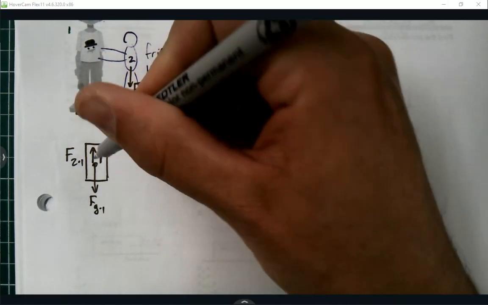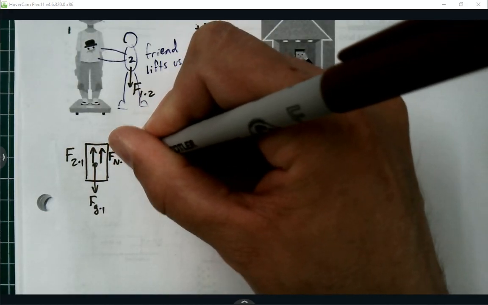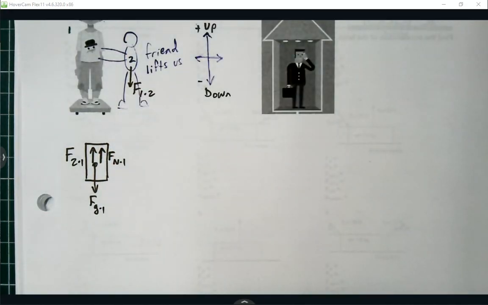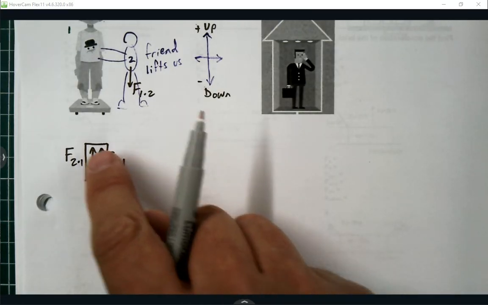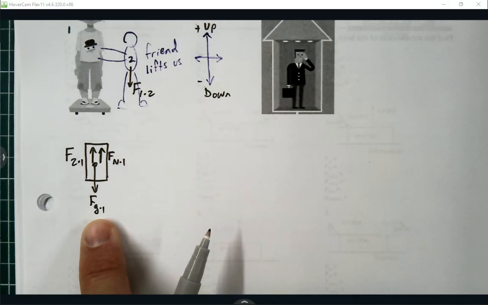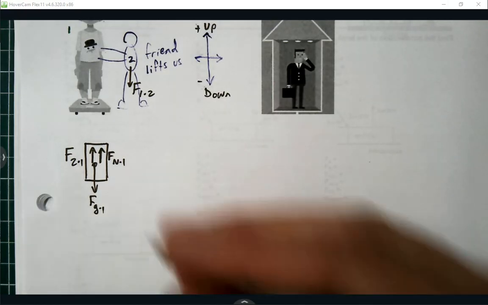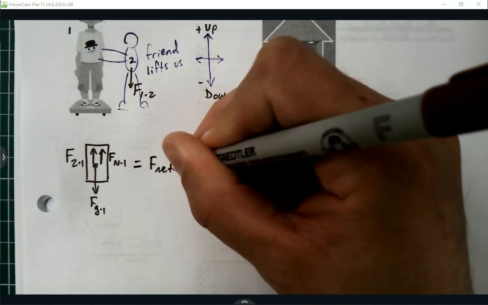And I've tried to be good. I tried to make my F2 on 1 small. I think I didn't quite achieve it. Looks like the sum of F normal 1, F2 on 1, and FG on 1 should add up to being 0. And I should have made my FG on 1 a little bit longer if I was going to do that sort of graphically to scale. But the point is that all of this ends up being F net 1.